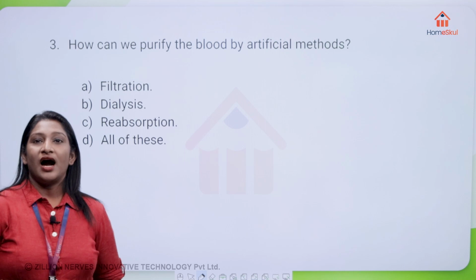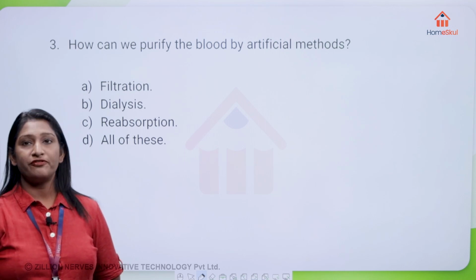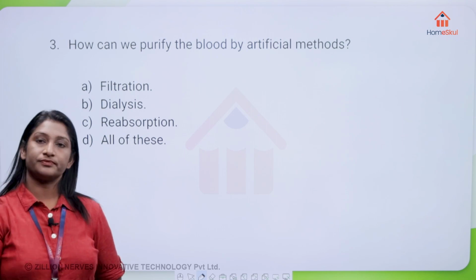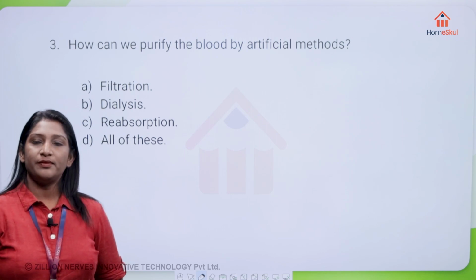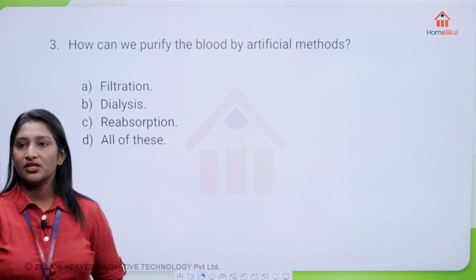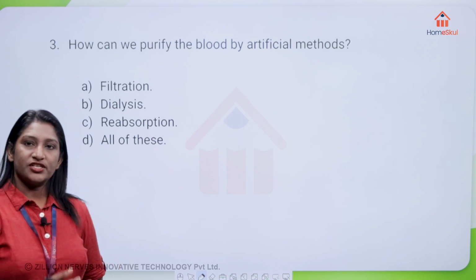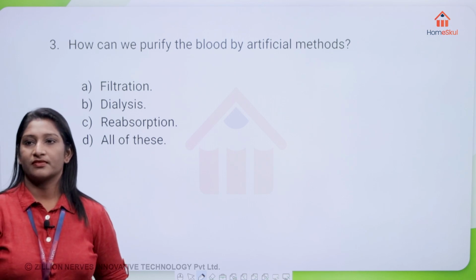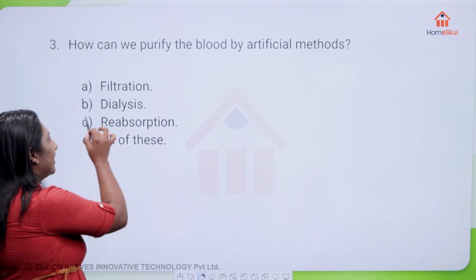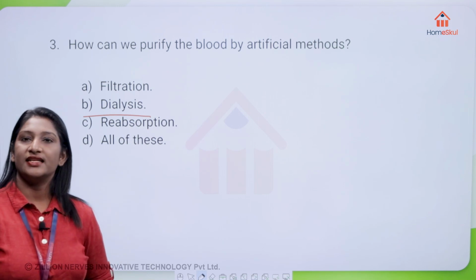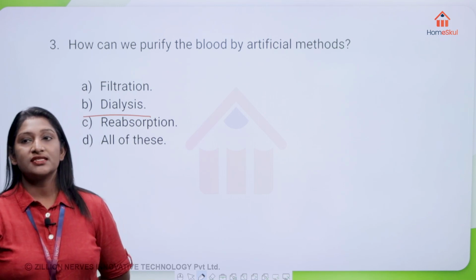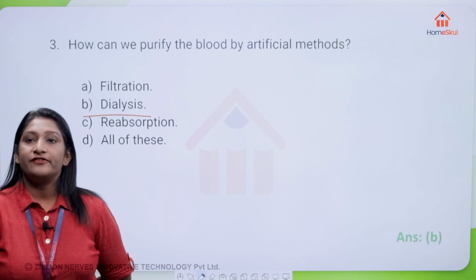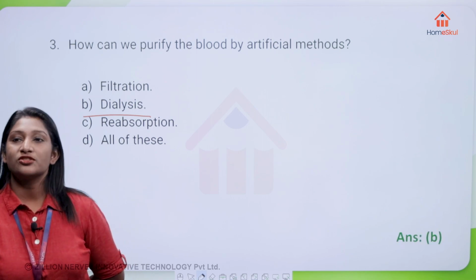Then the third one. How can we purify the blood by artificial methods? Filtration, dialysis, reabsorption. Yeah, it is dialysis, isn't it? Dialysis is also known as artificial kidney, right? Again, the answer is option B.